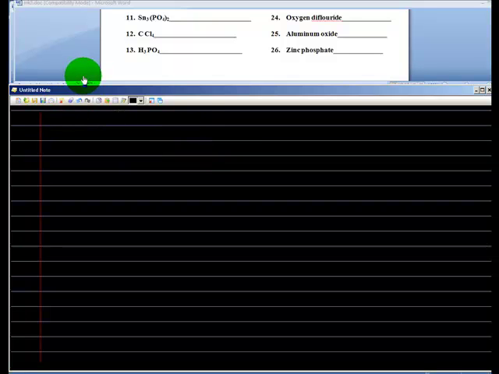Now, the second category that we had was the transition metals. Let's take a look at question number 23.